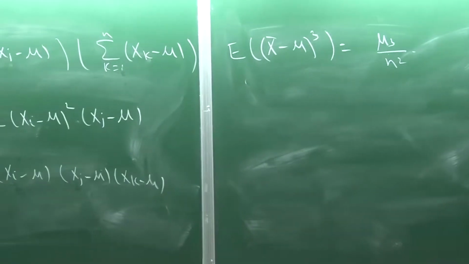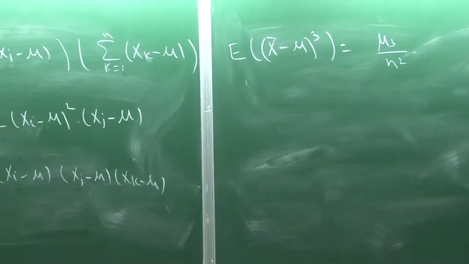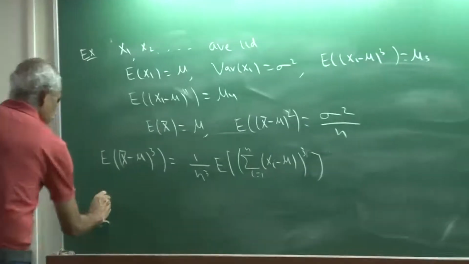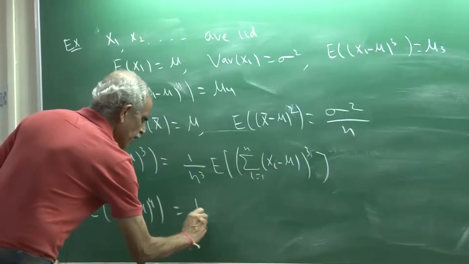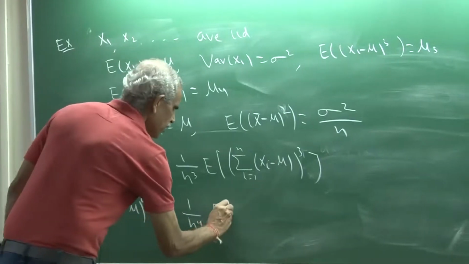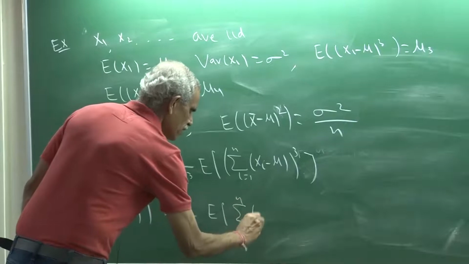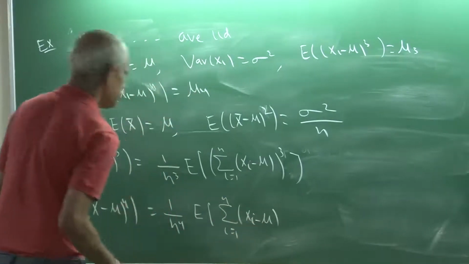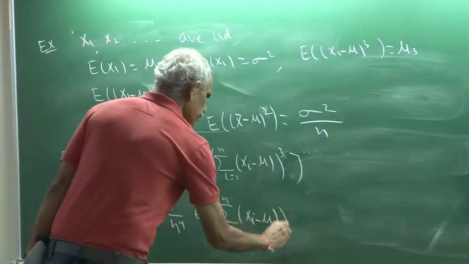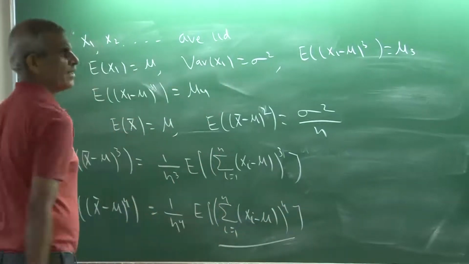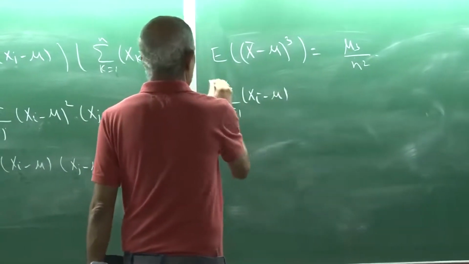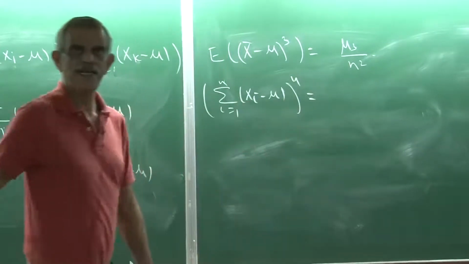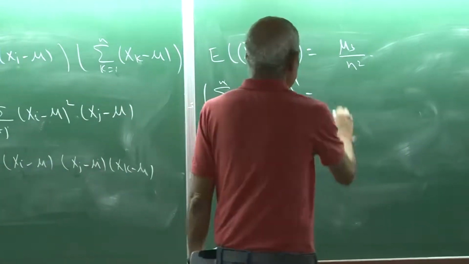Now by the same logic, if one has to look at the expected value of (x bar minus mu) to the power 4, it will be 1 upon n to the power 4 times the expected value of (summation i equals 1 to n of xi minus mu) whole power 4. So I need to calculate what this is. You can do it exactly the same way. If the summation of (xi minus mu) whole power 4 comes, I write it as a product of 4 different terms.